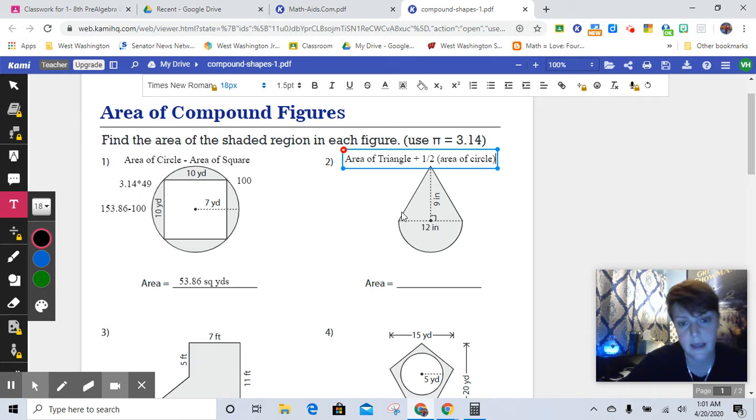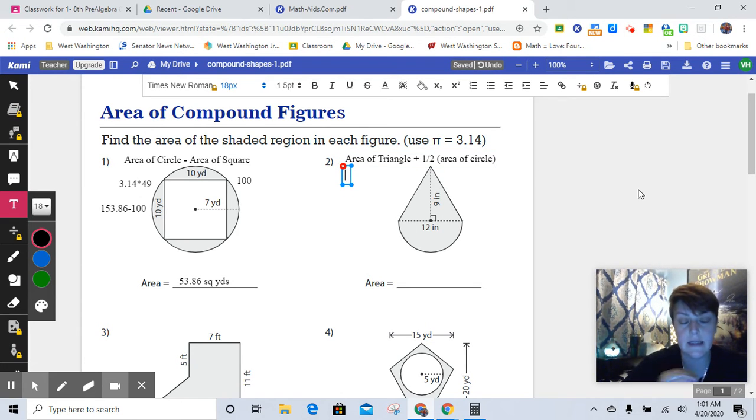Now the area of the triangle is 1/2 base times height. The base is 12, the height is 9, and so 1/2 of the 12 is 6, times 9. 6 times 9, good Lord, 54, right? I hope so. I don't know, it's 1 o'clock in the morning, so maybe it's not.